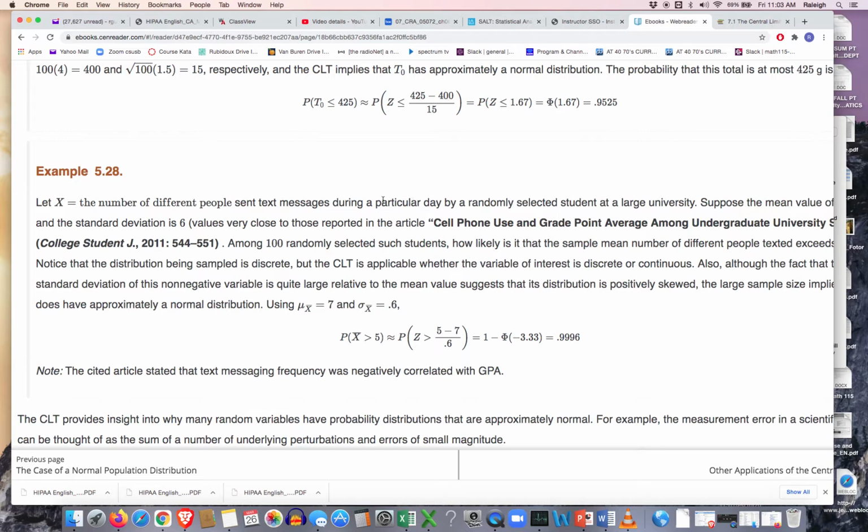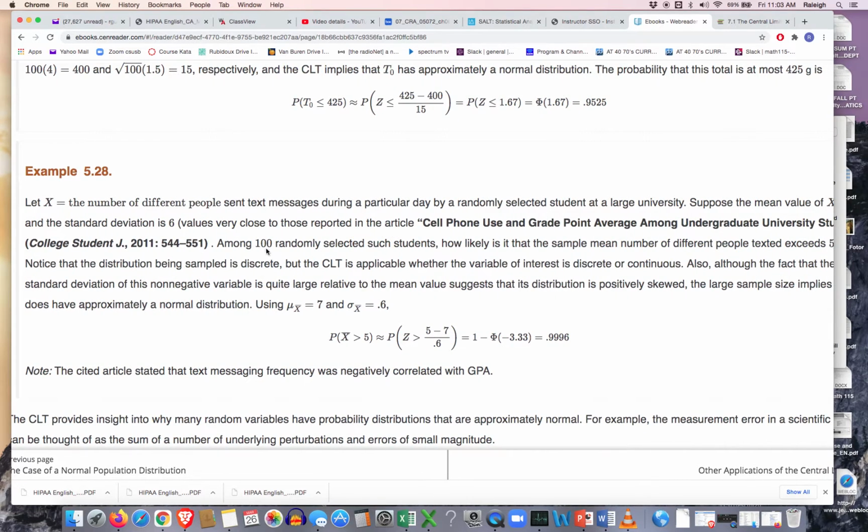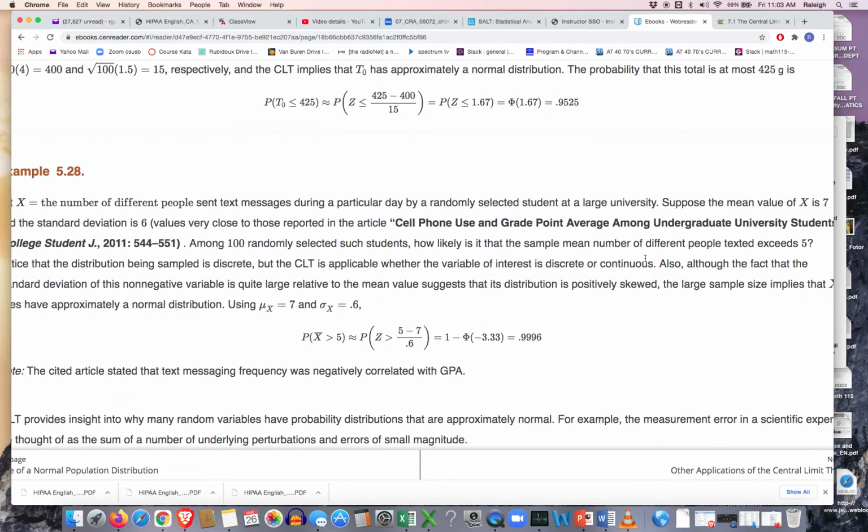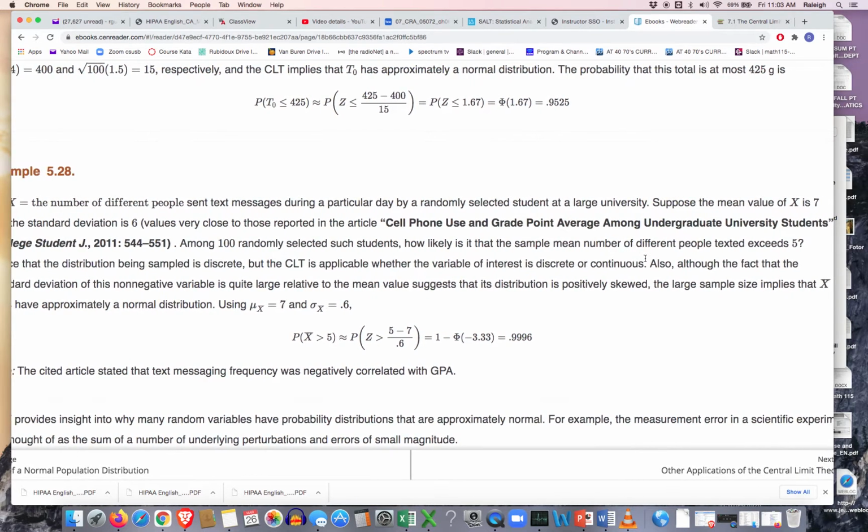Excuse me, and the standard deviation is 6. And they have an article one could look up. There's 100 randomly selected students. How likely is it the sample mean number of different people texted exceeds 5?